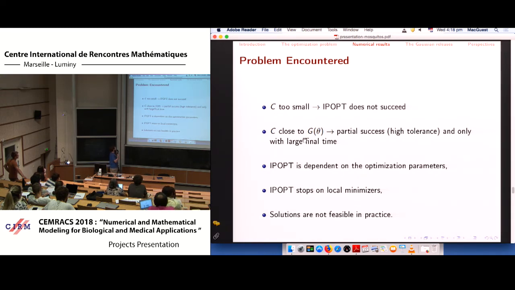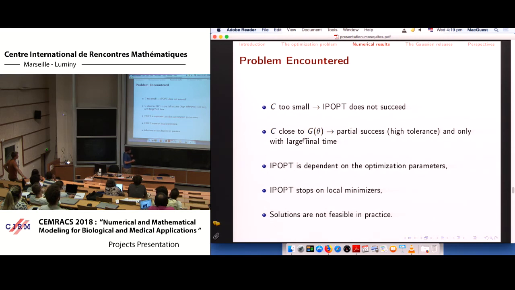The other problem with this is also just how dependent on the optimization parameters IPOpt is. So you have to get it to work. In the first case, we had to play around with the scaling of the variables, and if you choose 2 different scaling parameters, you end up with 2 different solutions. And so really the other major problem is that these solutions are not really feasible in practice because you have to release mosquitoes pretty much everywhere.